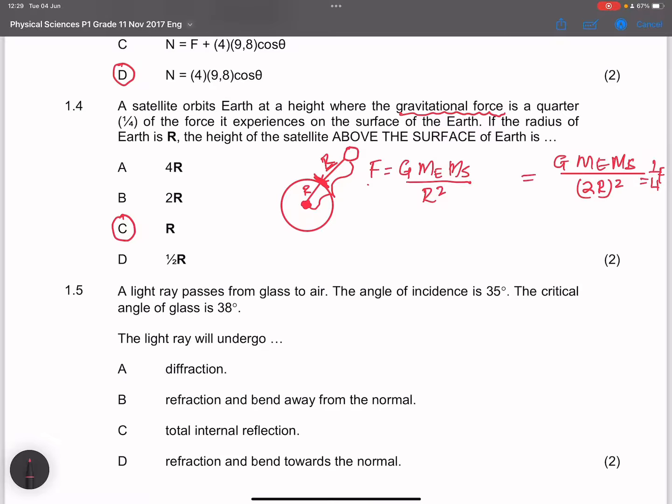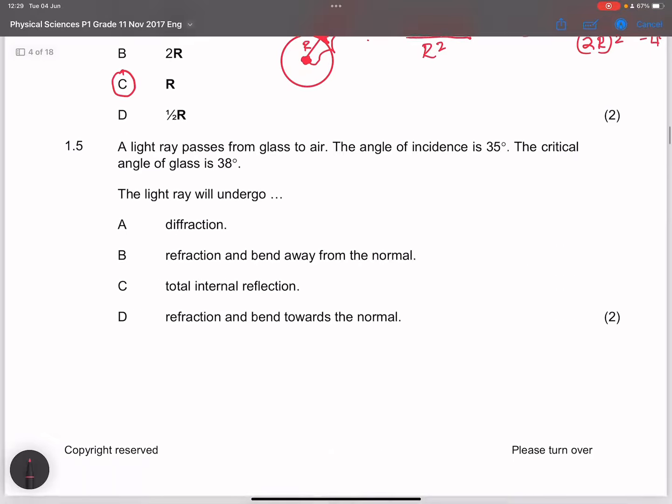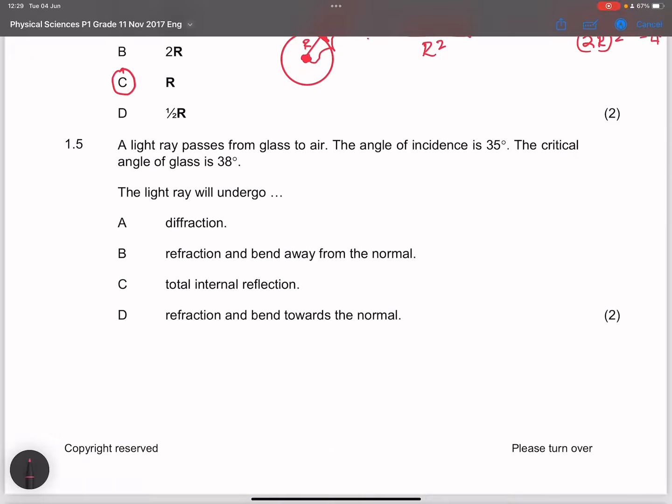I hope that makes sense, guys. Right? So let's go to the next question. They say a light ray passes from glass to air, right? The angle of incidence is 35 degrees. They say the critical angle of glass is 38 degrees, right? Now note what will happen to the light ray. The light ray will undergo.